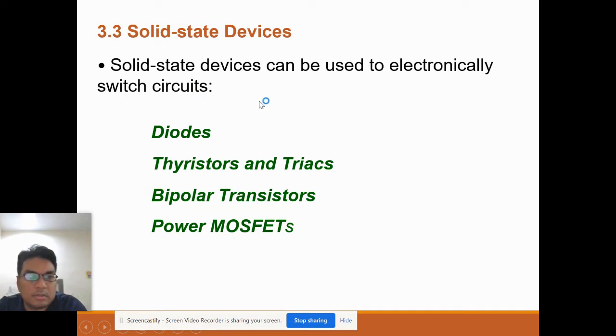For solid state devices, a solid state device can be used to electronically switch a circuit. The relay is a mechanical switch, and this one is an electronic switch. So we have diodes, thyristors and triacs, bipolar transistors, and finally power MOSFETs. There are four solid state devices that can be used.